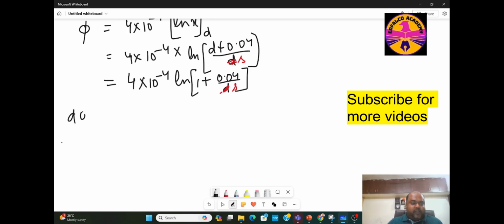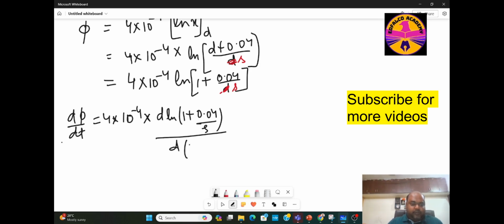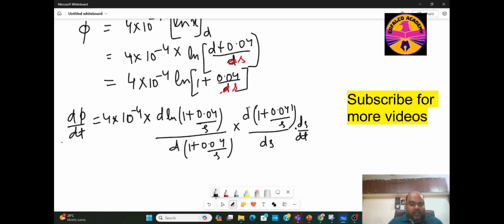So now we will need to find d phi by dt, because that is what is going to give me the EMF. So d phi by dt will become 4 into 10 to the power minus 4, which is anyway outside, into ln of, so this I can do using chain rule: d ln of 1 plus 0.04 by s by d of 1 plus 0.04 by s first, and then d of 1 plus 0.04 by s by ds, and then ds by dt. So I will get the entire thing.